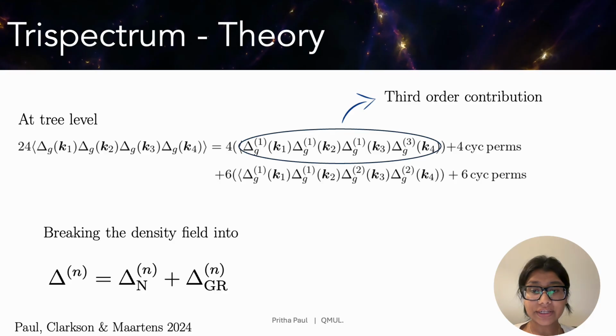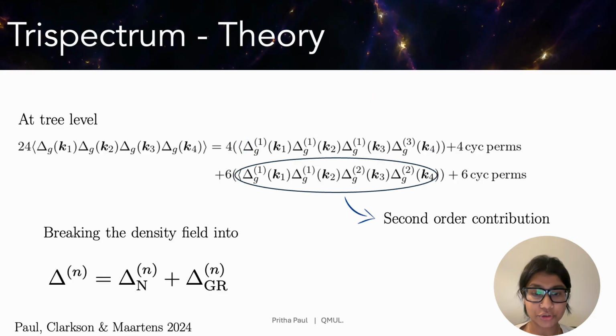So at tree level, we can write down the trispectrum in terms of two contributions. One is the third order contribution with 4 cyclic permutations in k. In this particular case, the cyclic permutation is in k4. And we also have the second order contribution with 6 cyclic permutations. So these are in pairs of permutations of k1 and k2, swaps with k3 and k4, and vice versa.